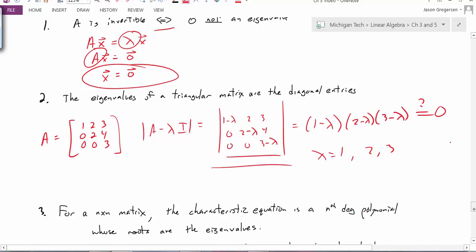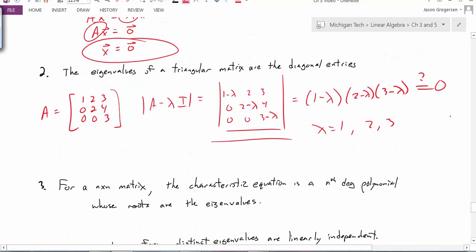All right, let's look at the next one. It says for an n by n matrix, the characteristic equation is a nth degree polynomial whose roots are the eigenvalues. And we've really just looked at an example of that. So when we look at an upper triangular matrix, we can really see that this determinant value is going to be the product of each of those diagonal entries.